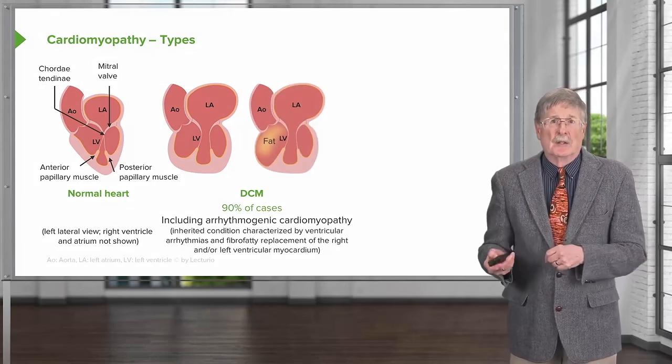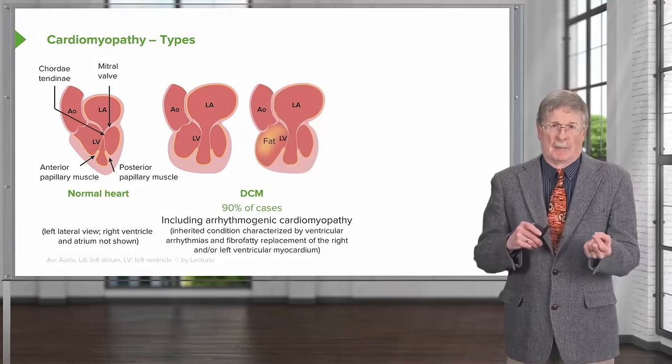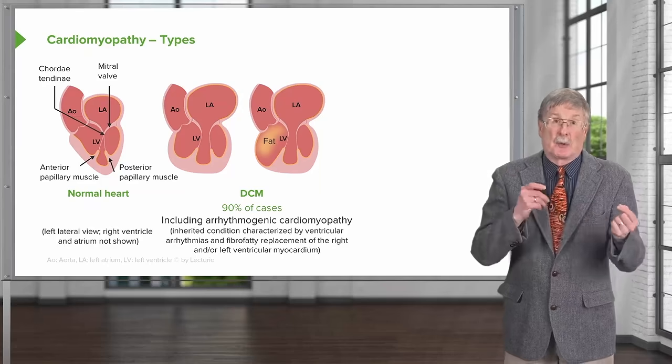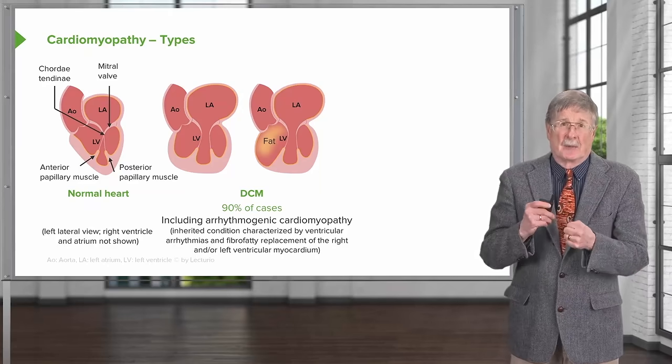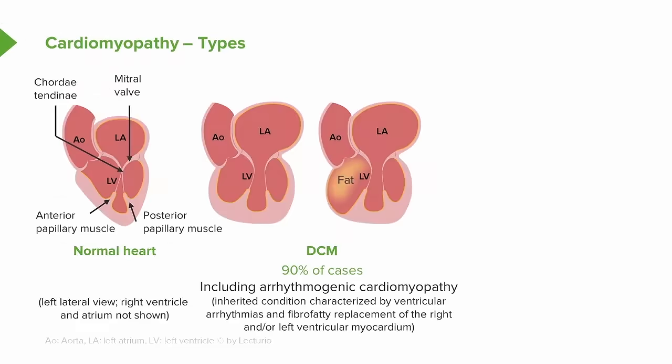This also includes arrhythmogenic cardiomyopathy, previously called arrhythmogenic right ventricular cardiomyopathy, because it predominantly affects the right ventricle. The important point about this is that it is a form of dilated cardiomyopathy. We'll cover it more later, so just keep that in mind.